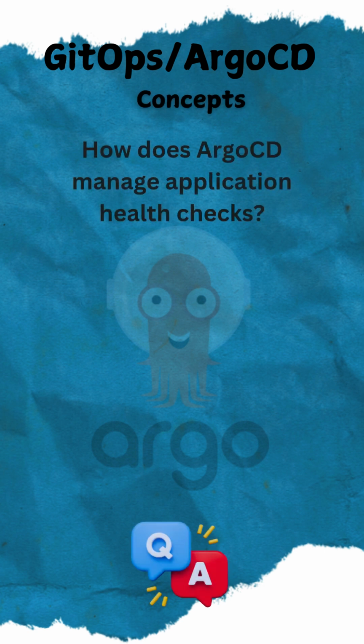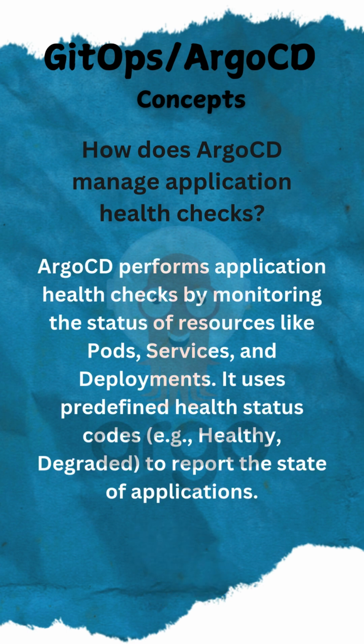How does ArgoCD manage application health checks? ArgoCD performs application health checks by monitoring the status of resources like pods, services, and deployments. It uses predefined health status codes, for example, healthy, degraded, to report the state of applications.